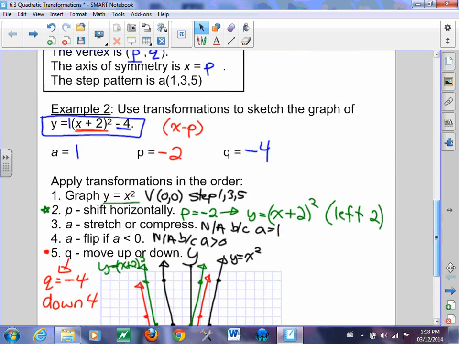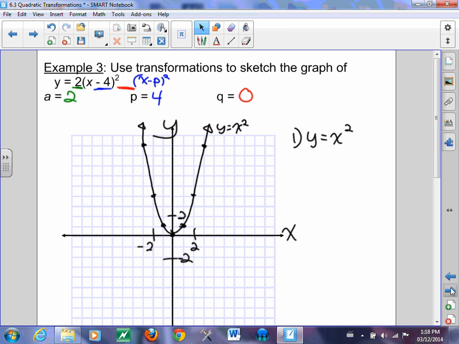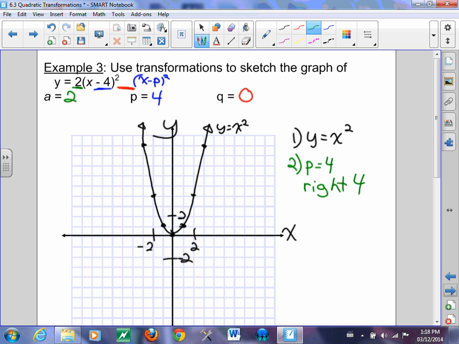I used green next. Okay, so I'm going to grab my green, and we're going to take a look at P. P equals 4, ladies and gentlemen. What does that tell us? It's positive, so it's going to go in the positive integer direction. So that means I'm going to go right 4. So I'm going to take my vertex at 0, 0 and move it to 4 and 0, okay? And then I'm going to apply the same step pattern over 1 up 1, over 1 up 3, over 1 up 5. Do it on the other side. Over 1 up 1, over 1 up 3, over 1 up 5.